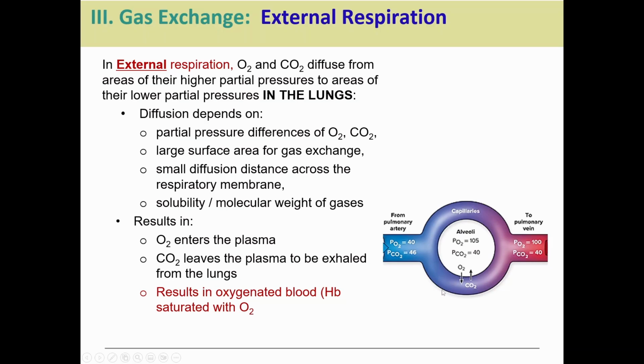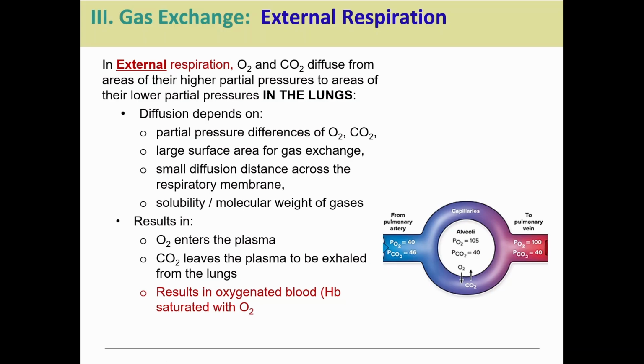On the other side, we see that we have a partial pressure of carbon dioxide of 46 in the blood. For the partial pressure of carbon dioxide, we have 40 in the air, and so we're going from high to low, from the 46 in the blood to the 40 in the air. So we see that we've let carbon dioxide escape. So this is why we're moving this way.